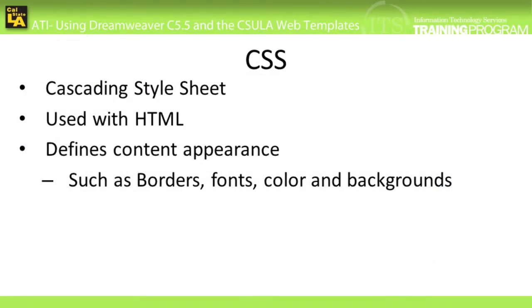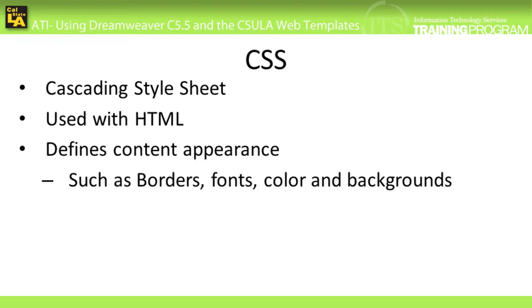While we won't be using CSS that much, as the CSULA web templates already have CSS defined, it's good to know what CSS is as a web author. CSS stands for Cascading Style Sheets. It is a language used to define the style and layout of web pages. This includes, but is not limited to, fonts, colors, borders, backgrounds, and the page layout. HTML and CSS are the core technologies for building web pages. If you'd like to learn more about HTML and CSS, check out our video tutorials on HTML5 and CSS3.